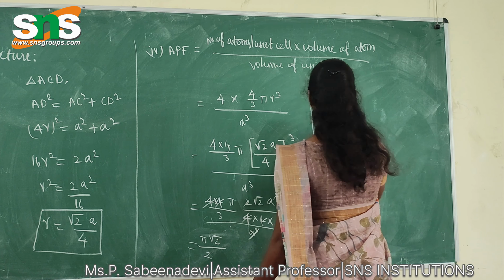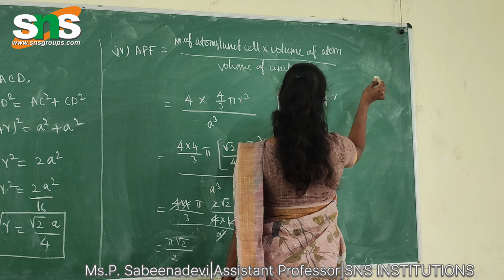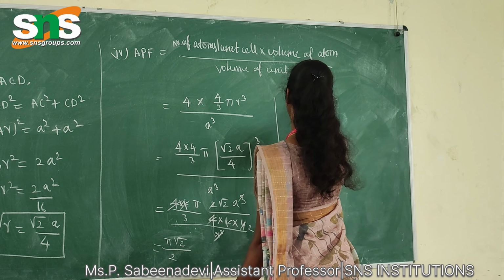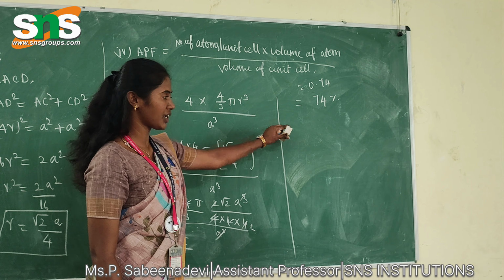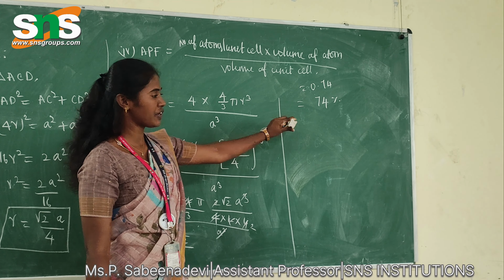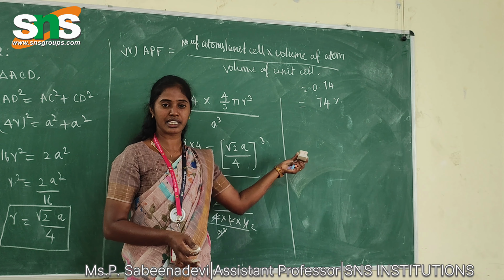Simplifying the pi value and the total value, we get the value of 0.74, that means 74%. From this value we conclude that 74% of the space is occupied by atoms, and the remaining 26% is empty.